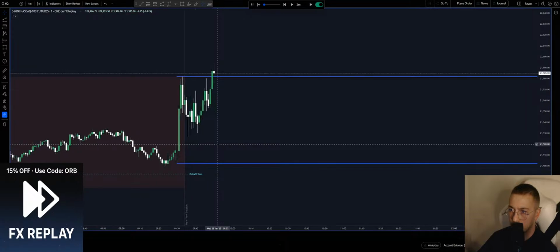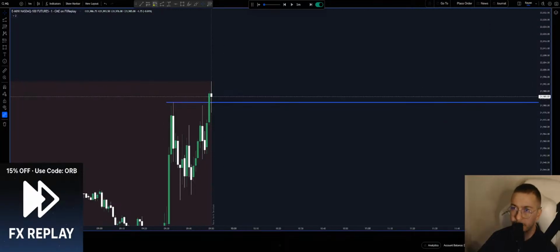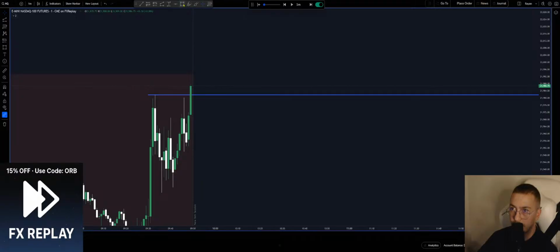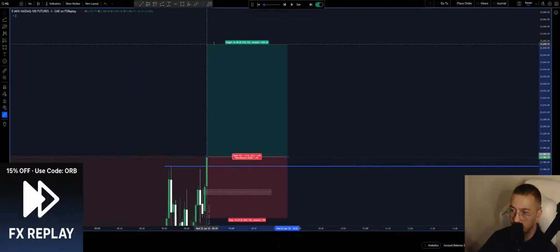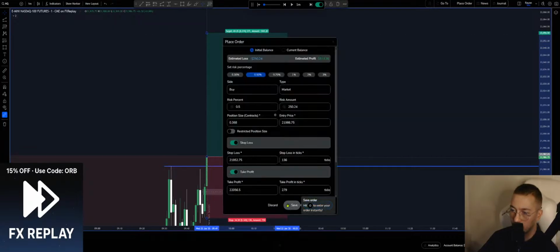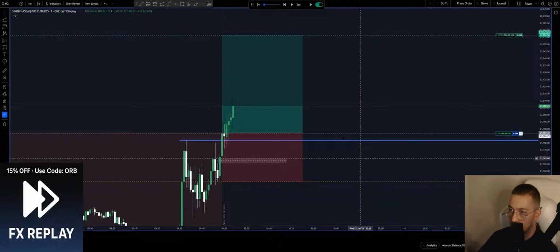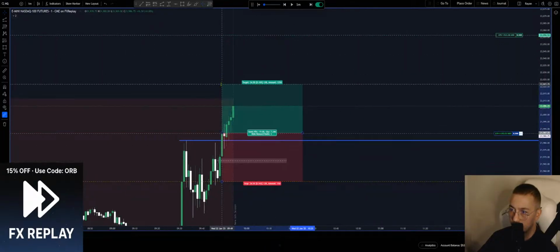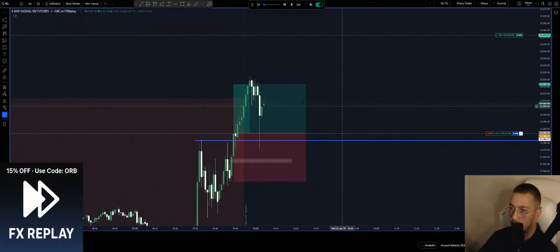So okay, that's your entry. Wait, is there a gap? Yeah, there is a gap. Let me just go back because my entry is below. There's a small gap here. A gap is a gap. So your entry is here. Your stop is at this low. 2 risk to reward. I forgot to place the auto break even. Alright. Auto break even. That's a break even trade.